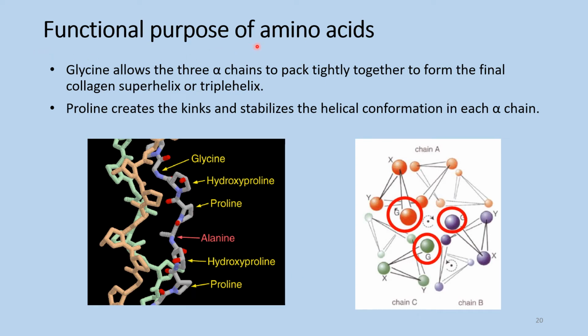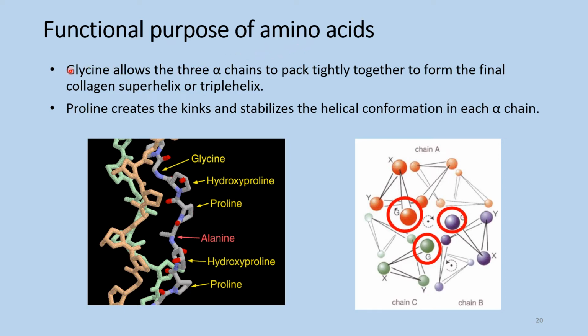Functional purpose of amino acids. The amino acids glycine, proline, hydroxyproline and lysine have a purpose. They make the structure of collagen, which provides the functional properties of collagen molecules by virtue of these amino acids, which form the primary structure of the alpha chains.